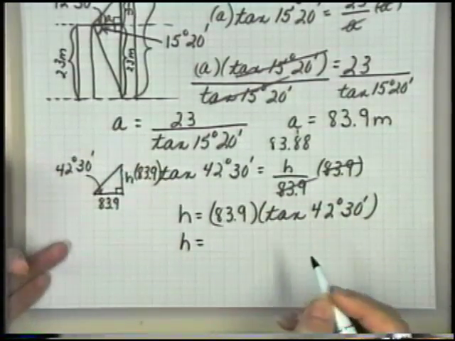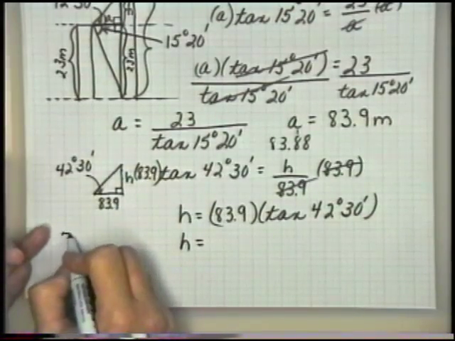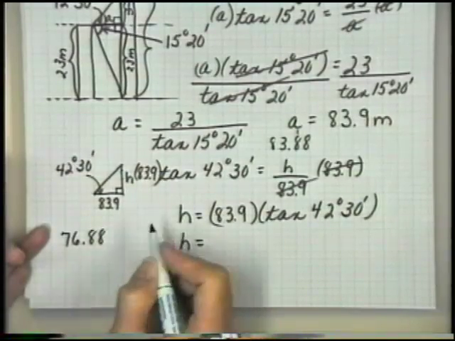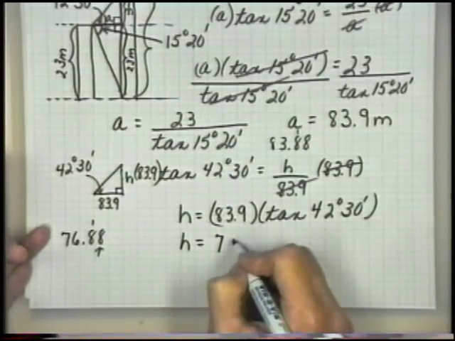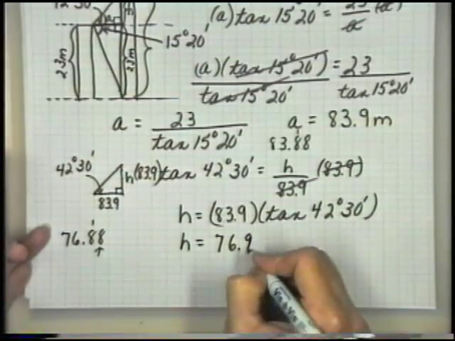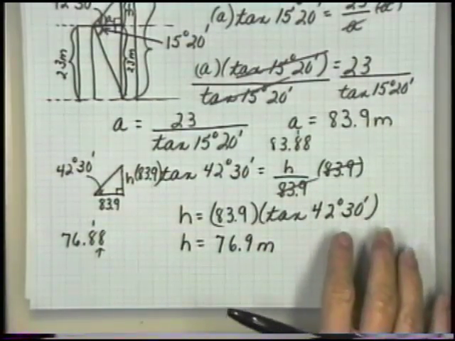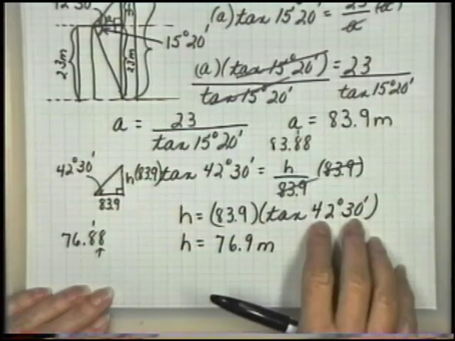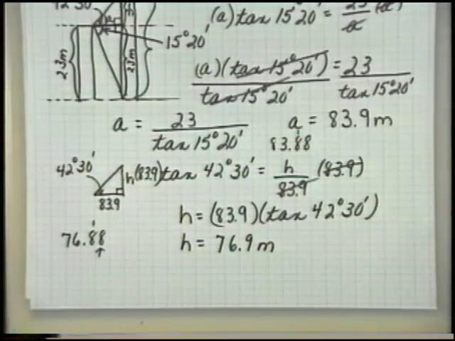And so I get H, this leg, is equal to, and I want to round to 3 significant digits, I have 76.88 something, and since that's an 8, I will add 1. So my H is 76.9 meters. And don't forget, with your calculations for your 42 degrees 30 minutes, you've got to change it to decimal degrees, just like, of course, for 15 degrees 20 minutes, you had to convert it to decimal degrees when you put it in your calculator.